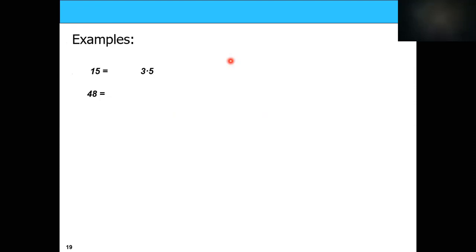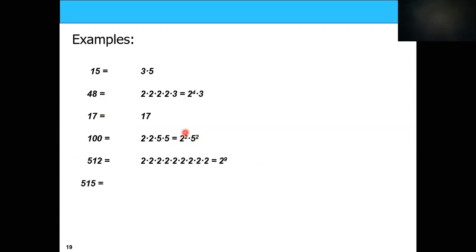Example. If you look over here, this is a composite number. This can be written as a product of primes, that is 3 into 5. 48 is also composite. This can also be written as a product of primes, or powers of primes. Or 17, this is a prime, so it has only one factor, which is 1 or 17 itself. So 100 can also be written as a product of primes or powers of primes, like this one.